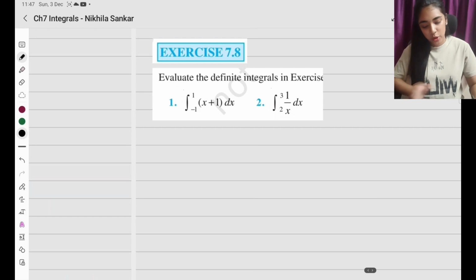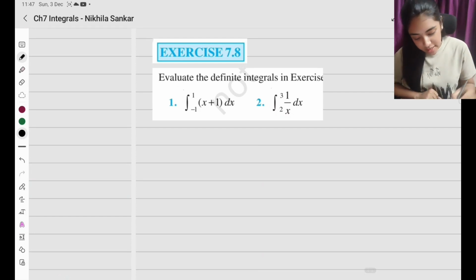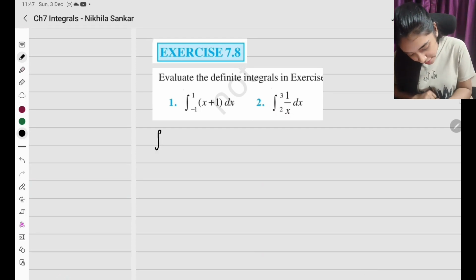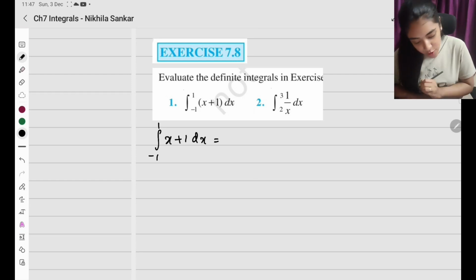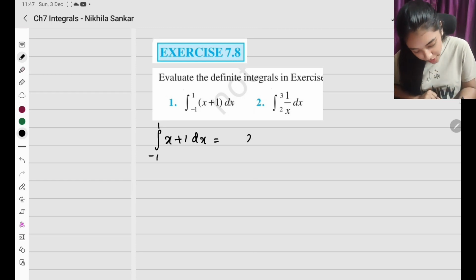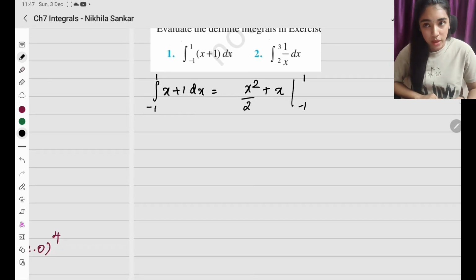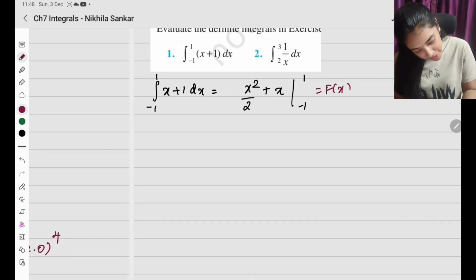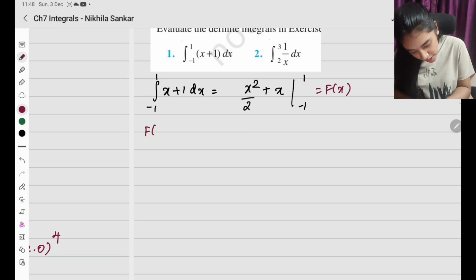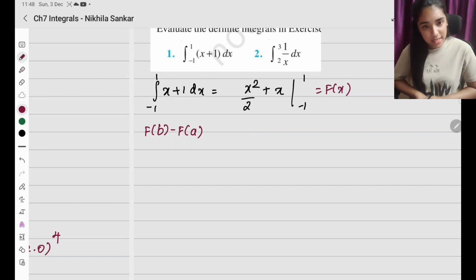So exercise 7.8 question number 1. First I'm going to solve the integral. So what do I have? Integral of minus 1 to 1 of x plus 1 dx. So when I find the integral first, what do I have? X square divided by 2 plus x, and the limits are going to be minus 1 and 1. Now upper limit minus lower limit. So this is basically my capital F of x. What did we see? F of b minus f of a. Please watch my previous videos, the example questions.